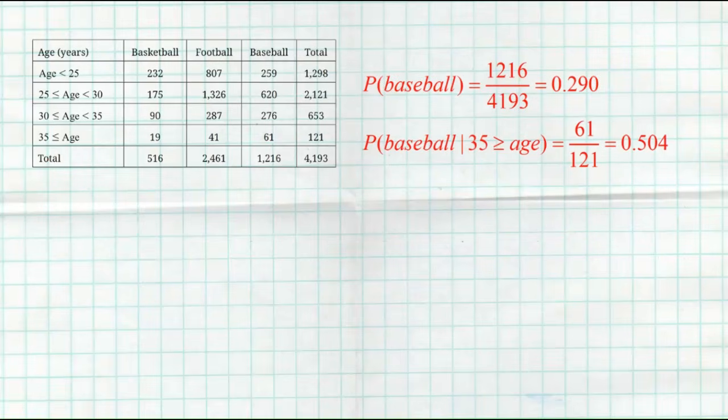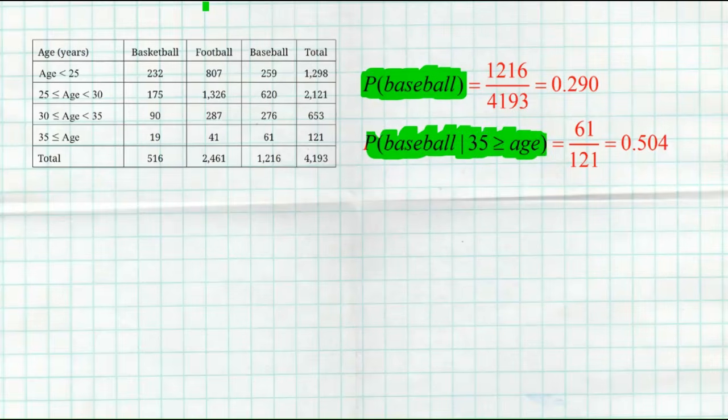Now, here's how I actually calculated these probabilities to prove this. What I'm doing is comparing the probability of a baseball player to the probability of a baseball player with the added condition. If that added condition does not change the probability of a baseball player being picked, that means they are independent, but what we see is a major change. So of all the athletes, 29% of them are baseball players. That was just the 1,216 divided by 4,193.